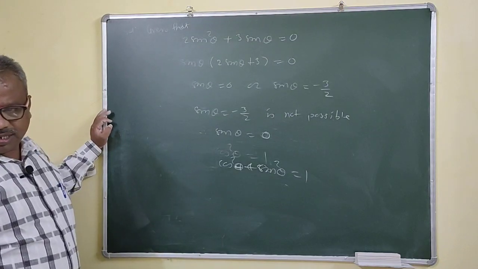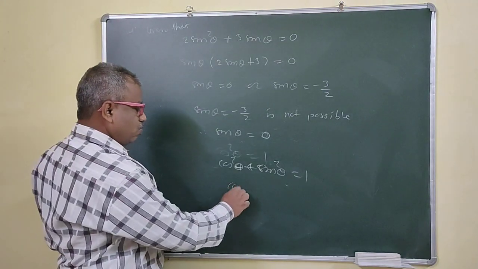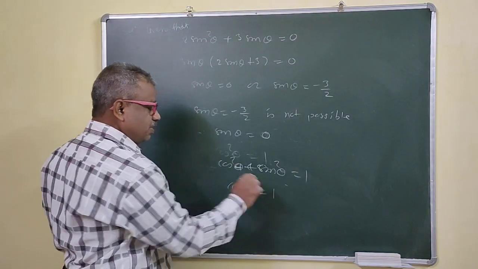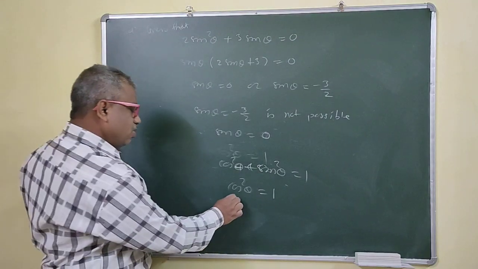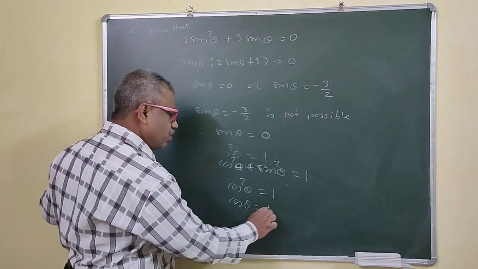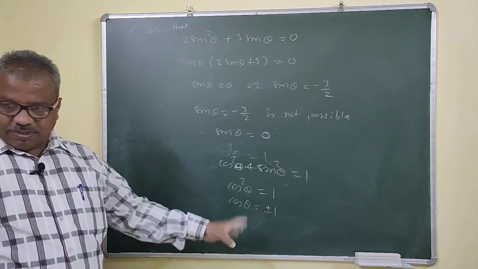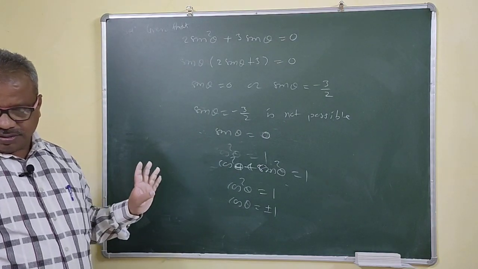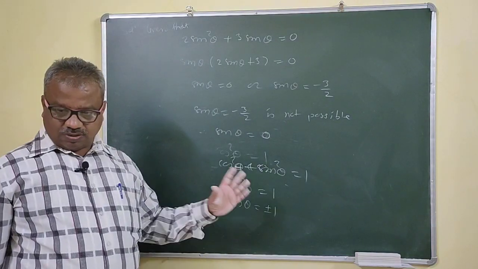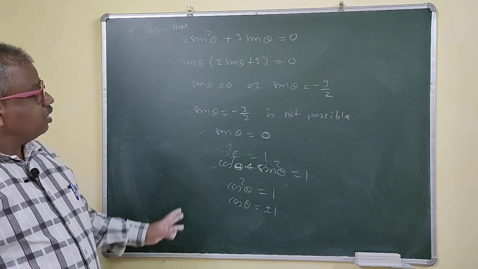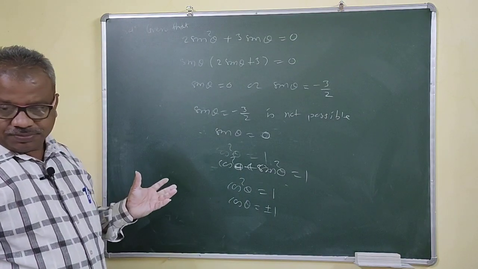Your value of sin theta is 0 now. So this is cos square theta, this is 0, that means this is 1. So that means cos theta is equal to plus or minus 1. Both are permissible. Okay. So cos theta is equal to plus or minus 1. We get this one. So in this way you can solve this one.